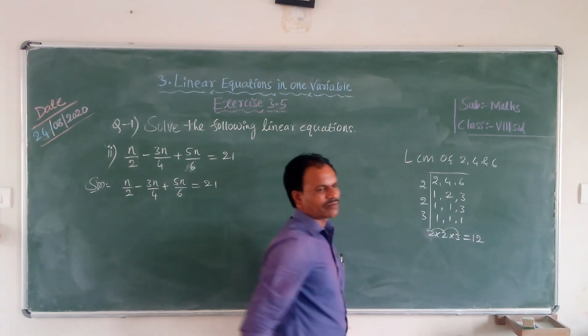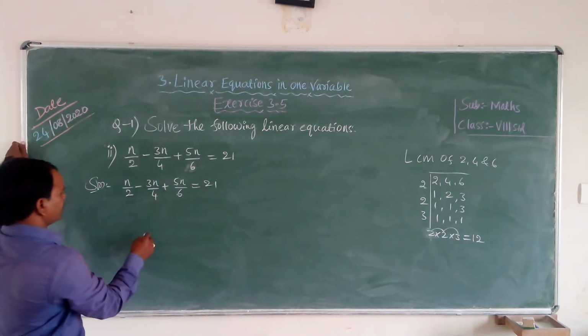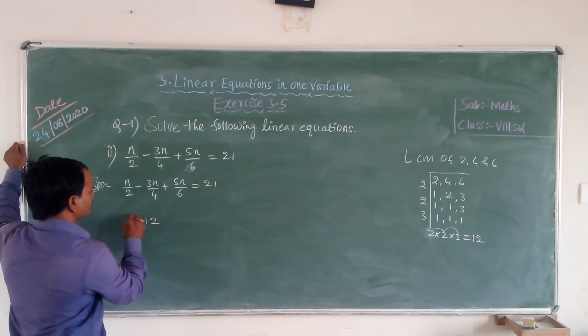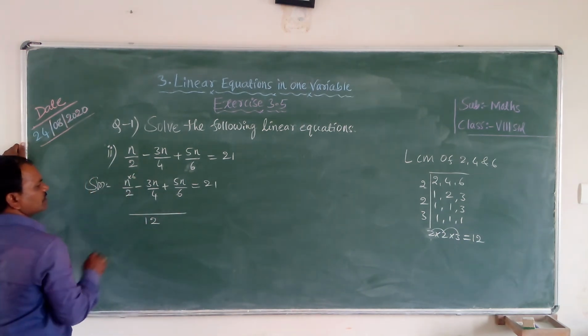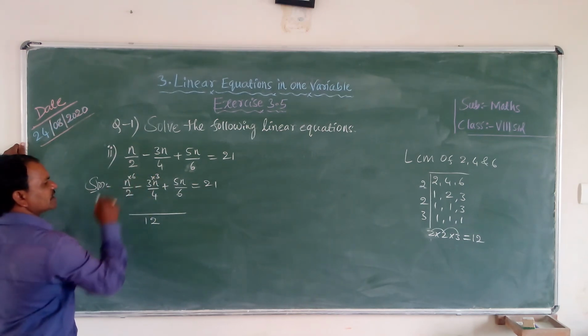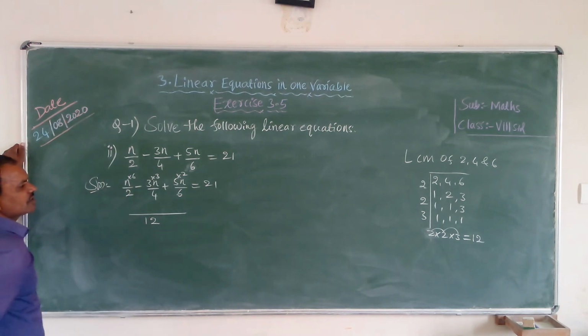12 is the LCM, my dear students. Now here 12 is the LCM, so the denominator should be 12. 2 how much are 12? 2 6s are 12. 4 how much are 12? 4 3s are 12. 6 how much are 12? 6 2s are 12. Like this.